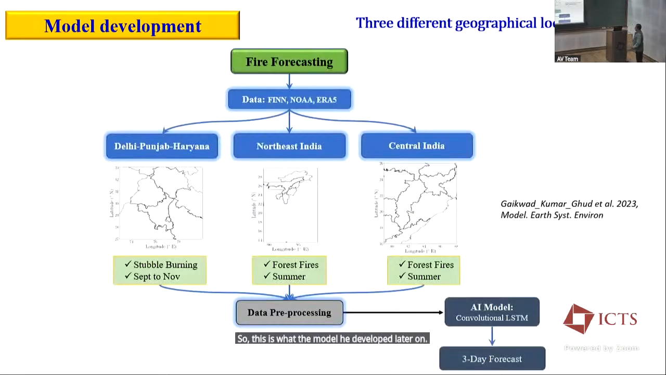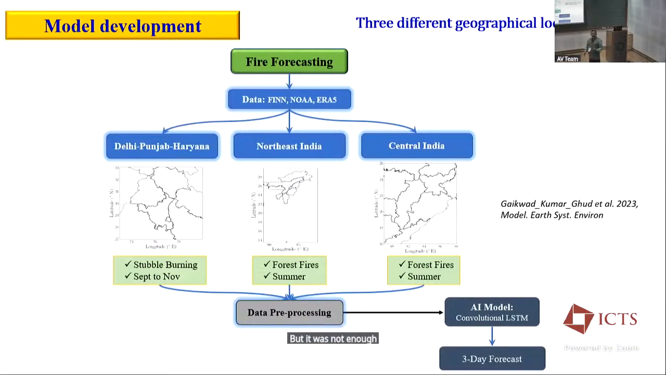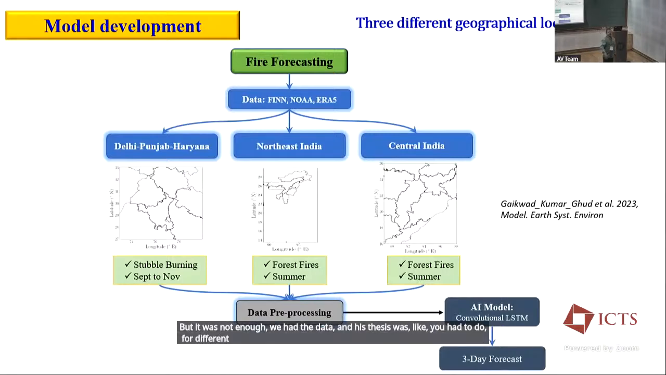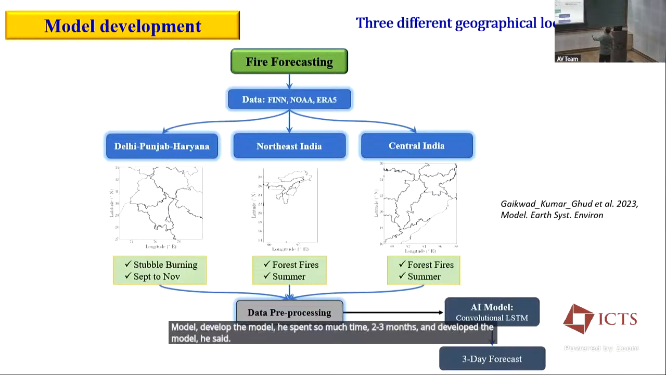But one more story is here. We developed a model for Delhi, Punjab, Haryana. We got very good results and all. But it was not enough. We had the data, and his thesis was that you had to do it for different geographical areas in the Indian subcontinent. So we have these 3 areas. What he did, he took this model and developed the model. He spent so much time, 2-3 months, developing it. He said, oh, apply here, apply here. No, it did not work.